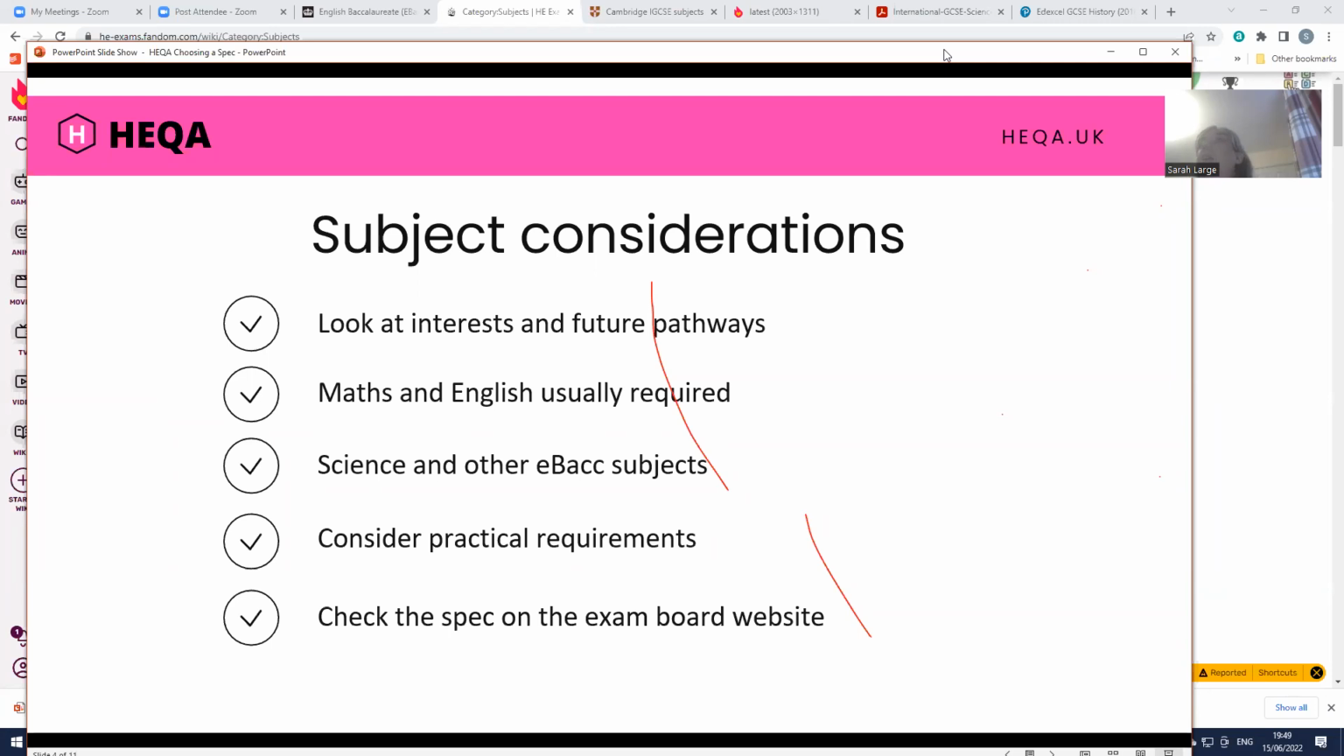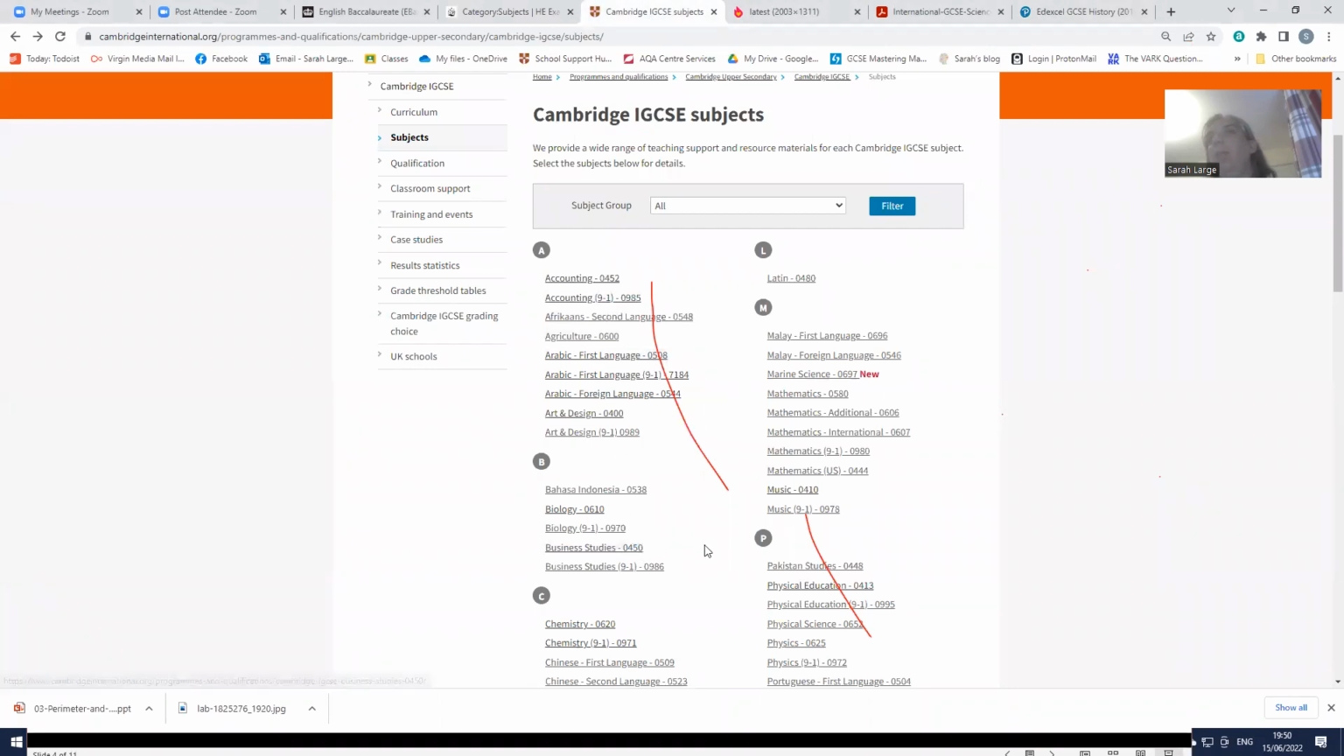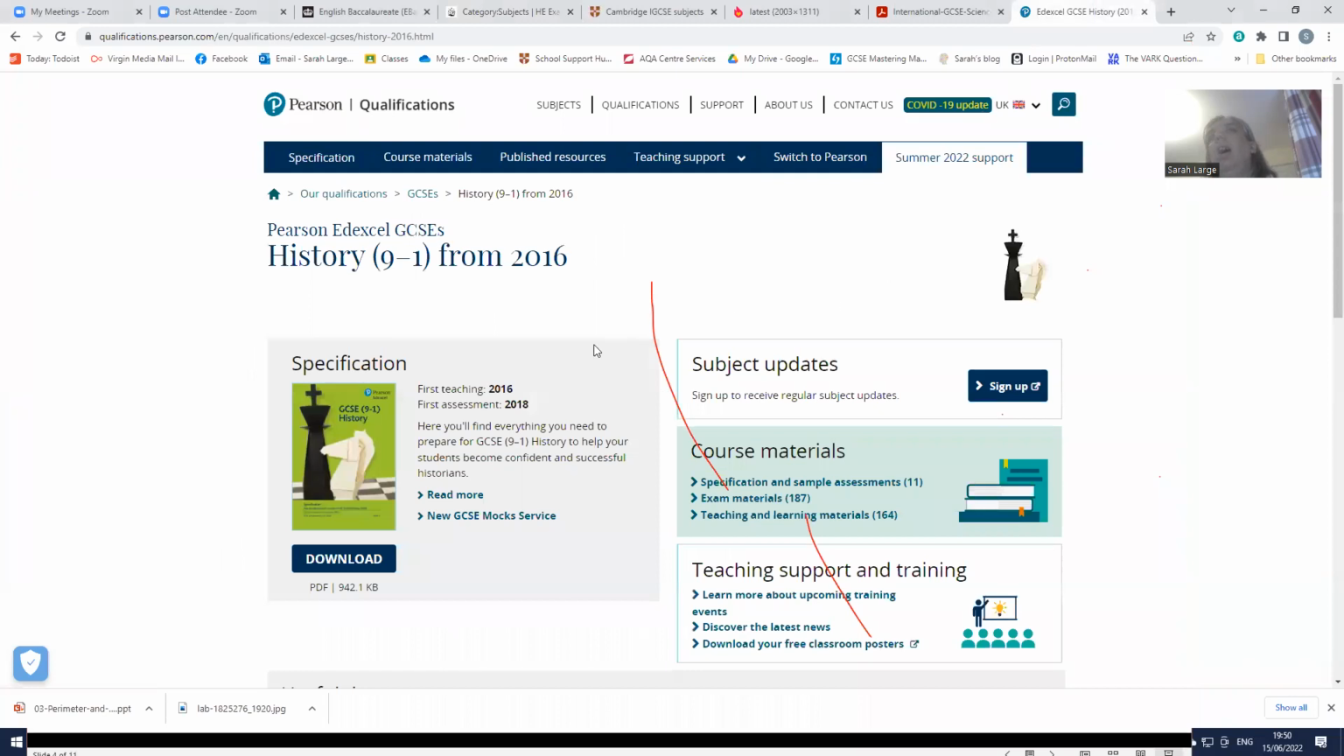And the specification itself is a phrase you hear bandied around on the exams group. What we mean by the specification is that each subject and each exam board has a list of what you need to learn for that subject with that exam board, and how it's assessed. They are there on the exam board websites. You can find a list on the Cambridge site. This is one of the Excel ones, and they come as a booklet you can download.